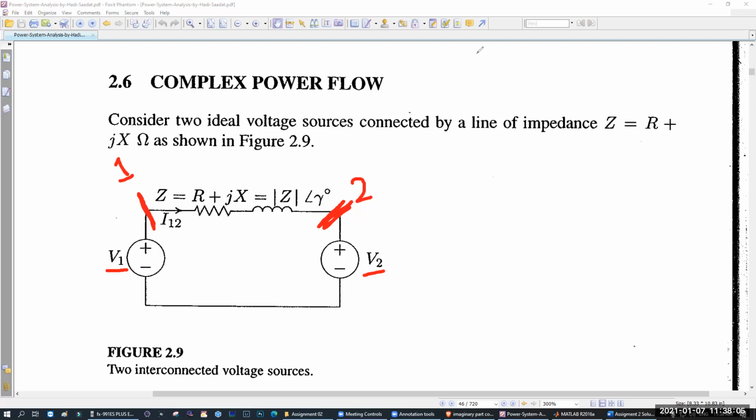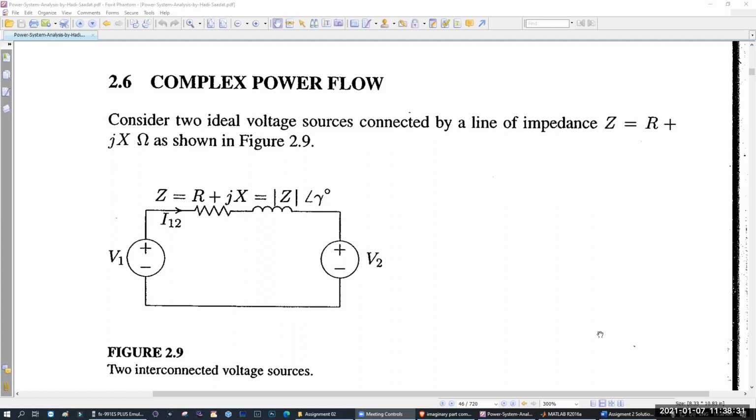Now we have to find out how much power is flowing from point 1 to point 2. Not only the power of point 1, not only the power of point 2, but how much power is flowing from 1 to 2. This is very important. This is called power flow. I told you before, in our course, we will be dealing with power flow analysis, load flow analysis.